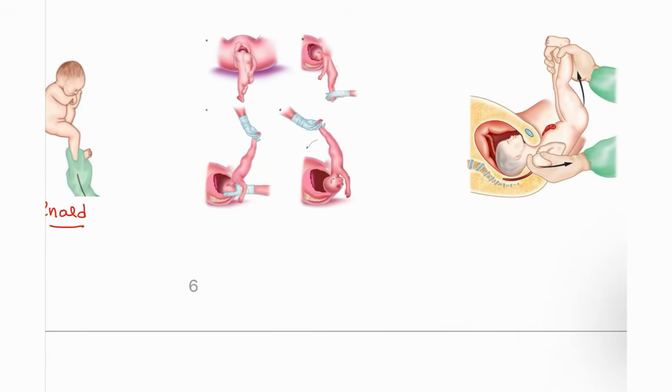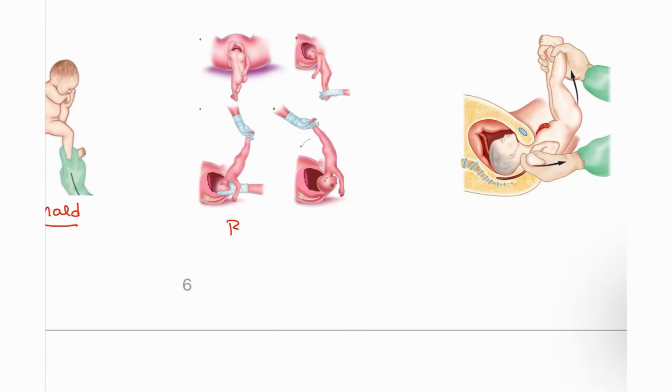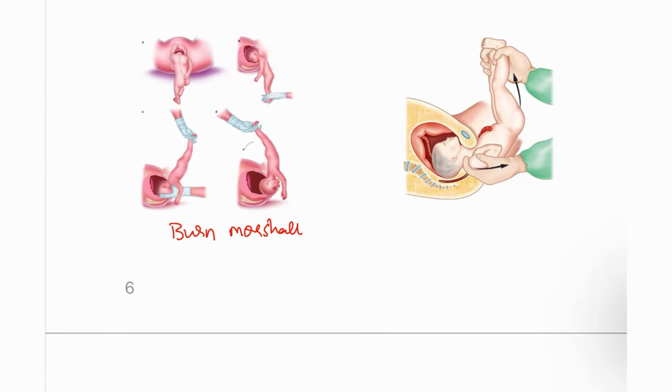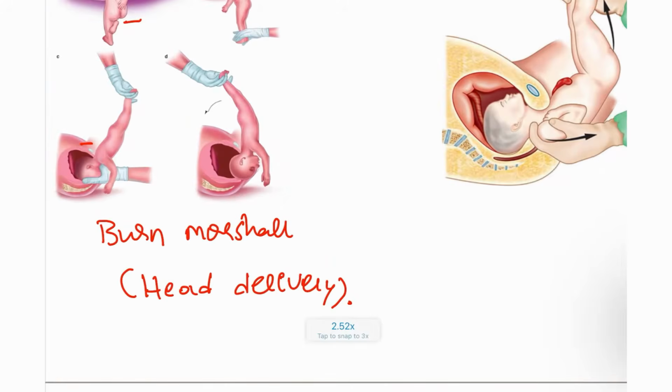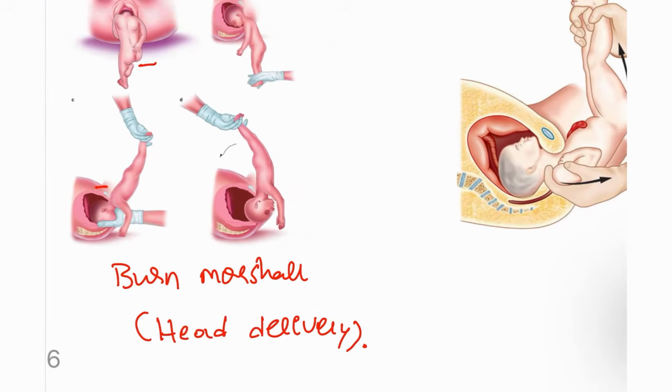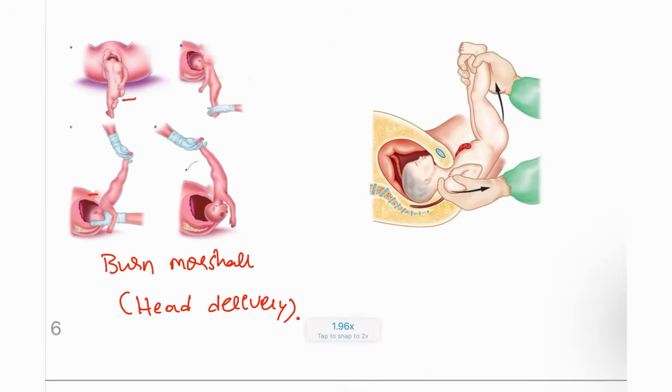Next, this one is known as the Burns Marshall maneuver. In this one, the whole body has come but the head is not coming. For the head delivery, we use this Burns Marshall technique. What we are doing here is flexing the body upward, and then bringing the baby outside.